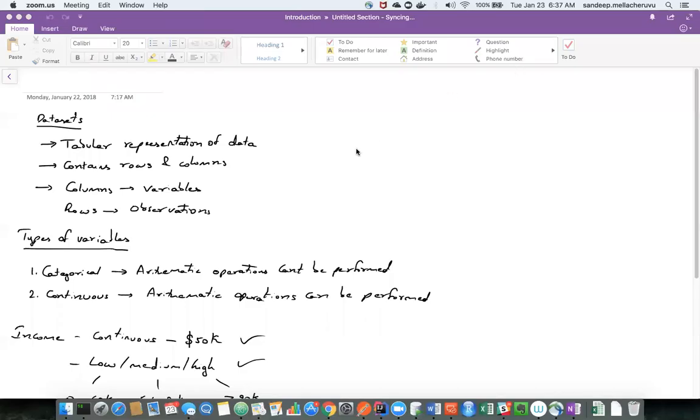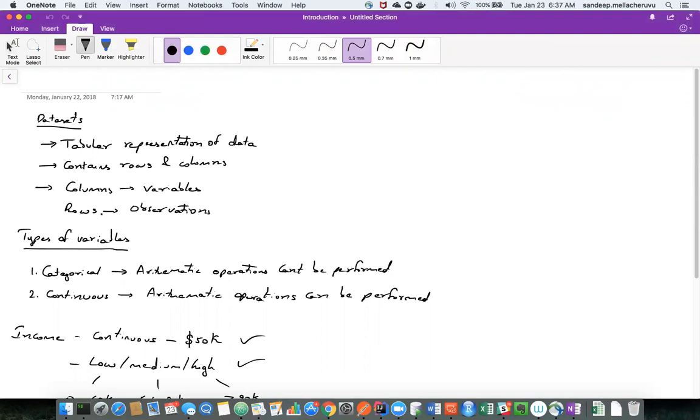Columns and rows for the data set. And we also discussed that columns are more important in our case. Rows are called observations and columns are called variables, and we are more interested in variables. It doesn't mean that observations are not important. Both are equally important, but variables are the things that we are going to analyze. This is what we are going to analyze.